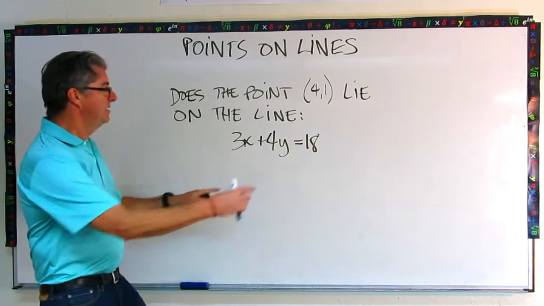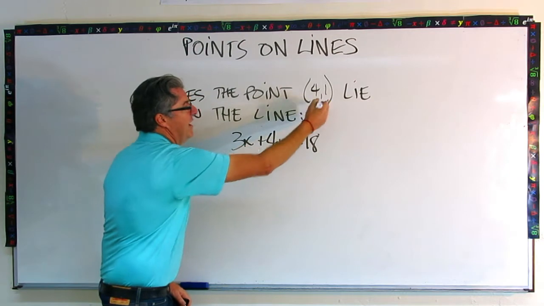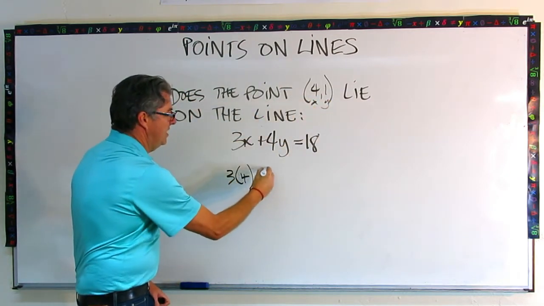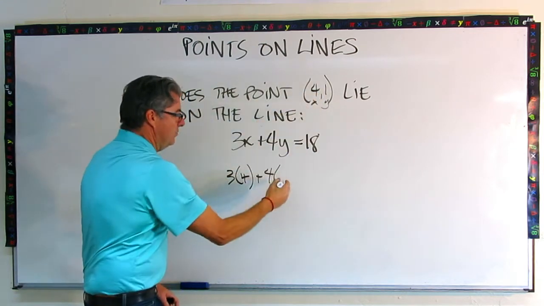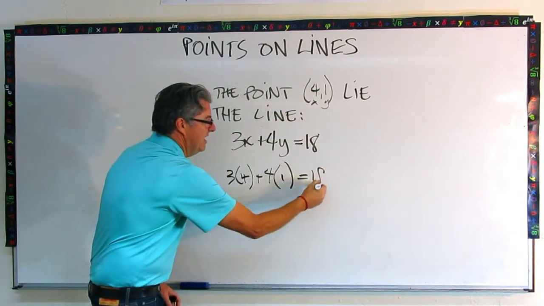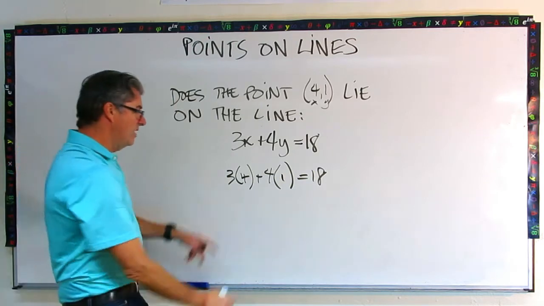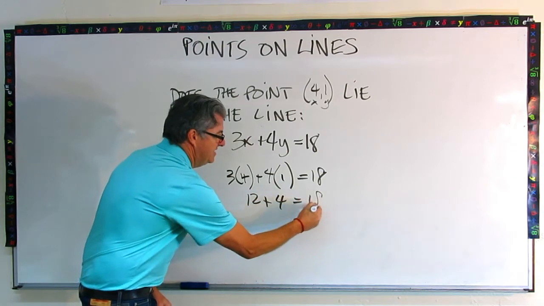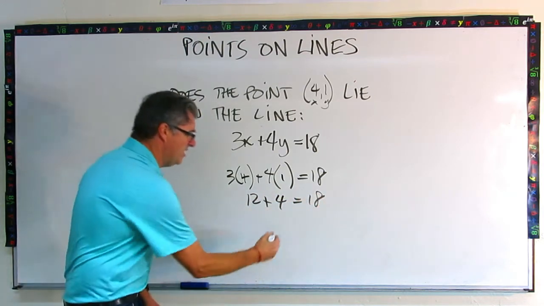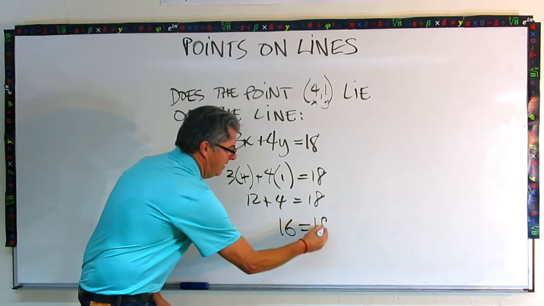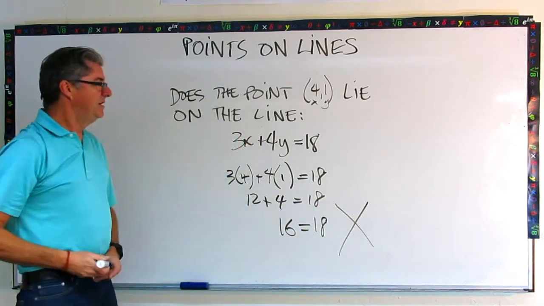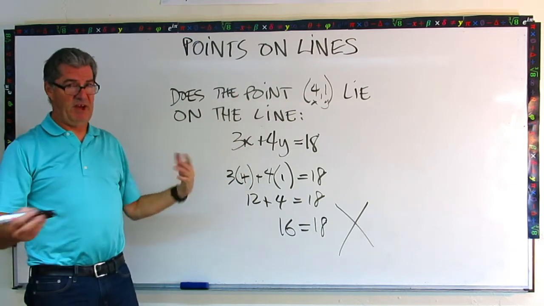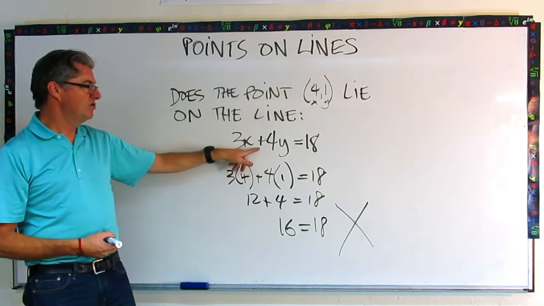Plug-in step first. My x value, here's the x and the y. My x value is 4, so 3 times 4 plus 4, what's my y value? That's a 1. 1 should equal 18, okay? 3 times 4 is 12, plus 4 times 1 is 4, should be 18. But unfortunately, 12 plus 4 is only 16. So this is a big no. So this point does not lie on this line. It's a valid point, you can graph it all day long, but it won't show up on that line.